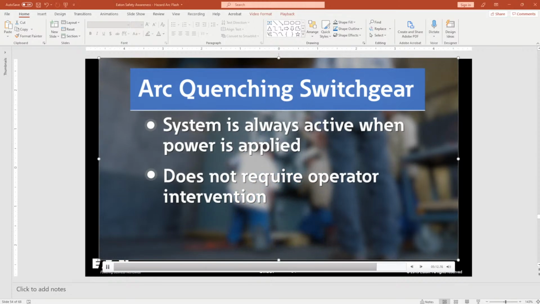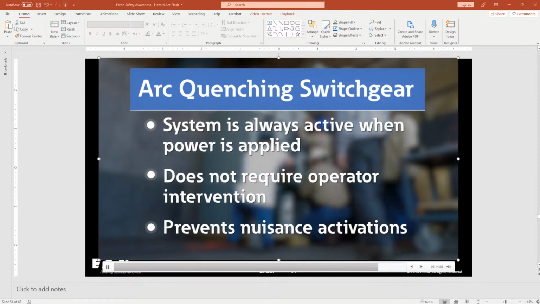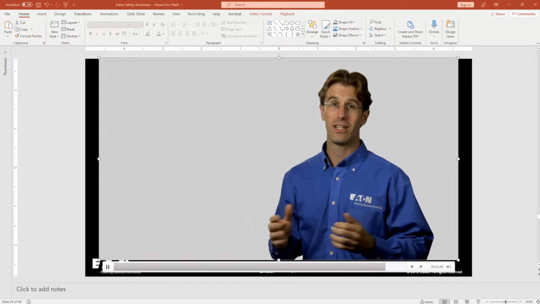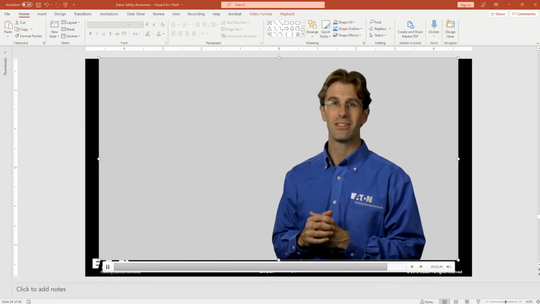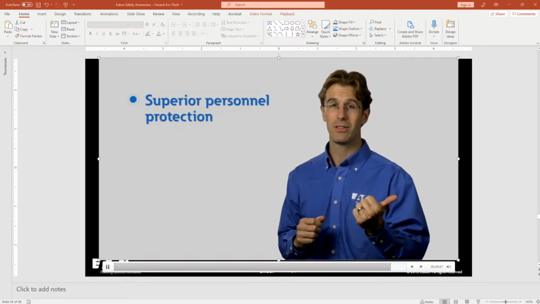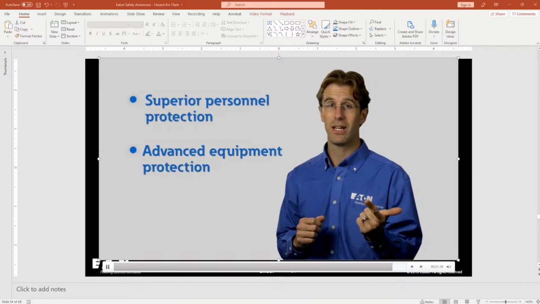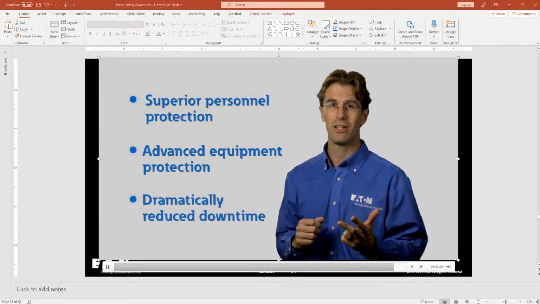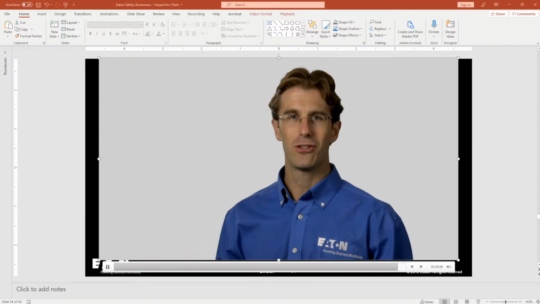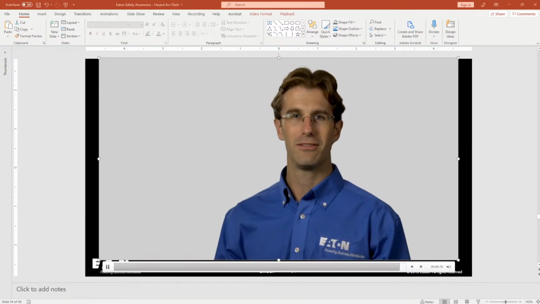And it contains technology to prevent nuisance activations from the light emitted when an air circuit breaker interrupts a downstream fault outside the switchgear. Here at Eaton, we're very excited to provide a best-in-class arc flash safety solution that provides superior personnel protection, advanced equipment protection, and dramatically reduced downtime in the event of an arc flash. With arc quenching switchgear, the future of arc flash safety has arrived.